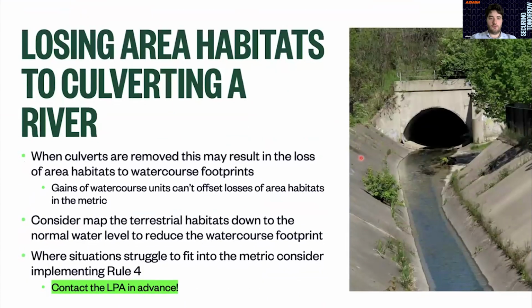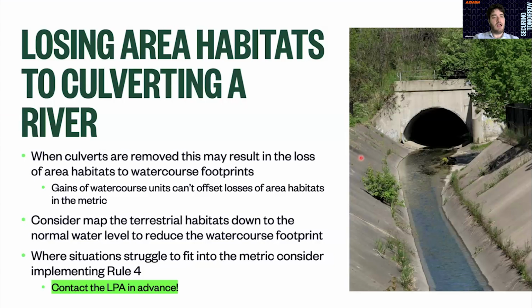Okay, I want to talk about a few odd things that also happen. So within the BNG metric, certain river interventions especially are not going to fit into BNG happily. For example, I was recently working with somebody who wanted to deculvert a river on a site with very few opportunities for enhancing the area habitats. And by deculverting that river, they were losing a large area of the site to the watercourse footprint because that land would become valueless land in BNG.